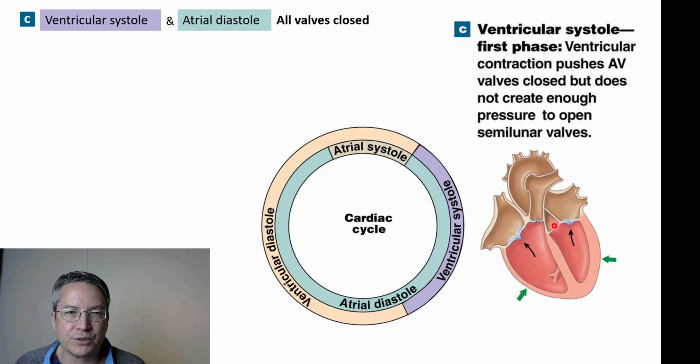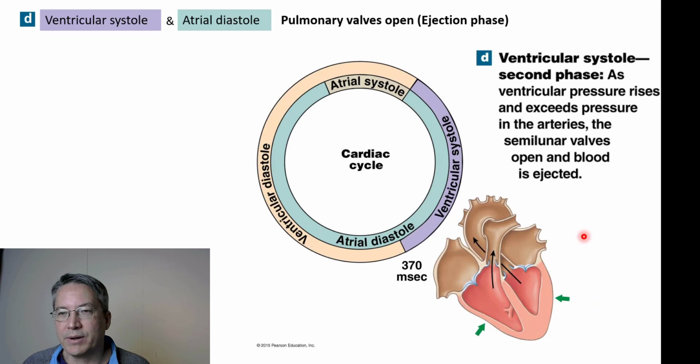For example, the pressure in the aorta is higher than the pressure in the left ventricle. This pressure difference keeps the aortic valve, the left semilunar valve, shut. Similarly, on the right side, the pressure in the pulmonary trunk is higher than the pressure in the right ventricle. Thus, the pulmonary valve, the right semilunar valve, is shut. As a result, all four valves are shut. Yet at the same time, the pressure within the ventricles is continuing to increase.